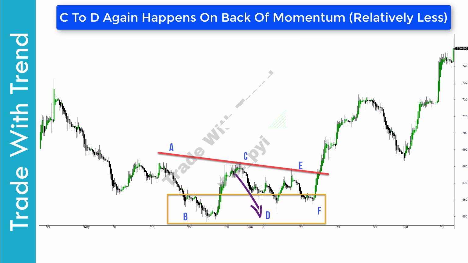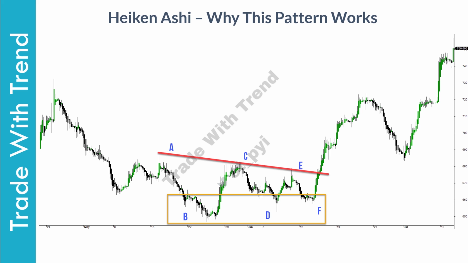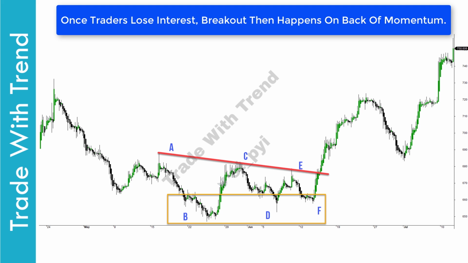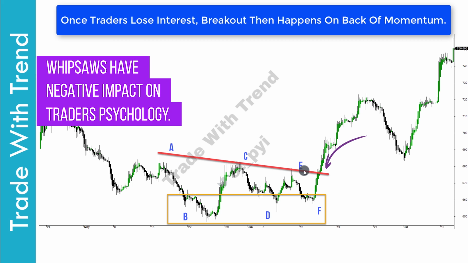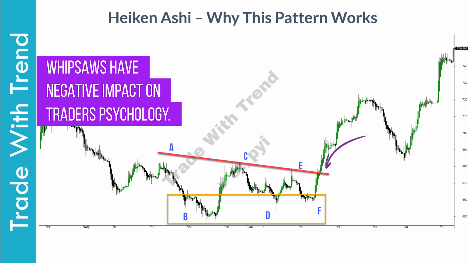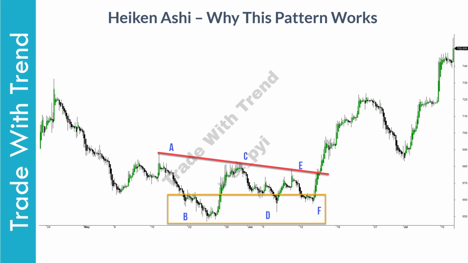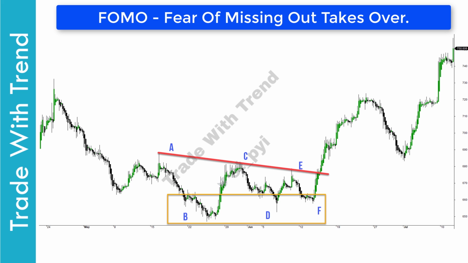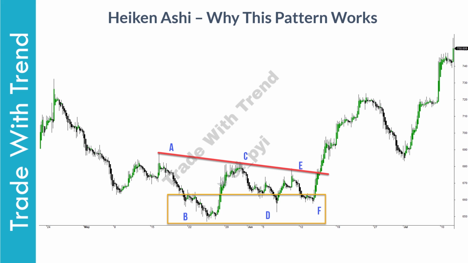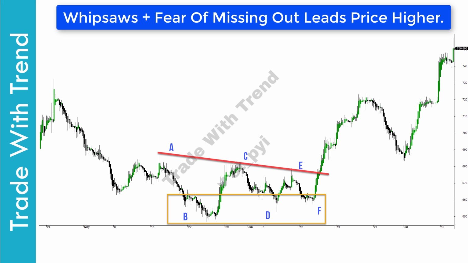Move from C to D again happens with fair degree of momentum, and this is where traders move out of the stock after the series of whipsaws that they face. Once traders begin to lose interest in the stock, price then moves above the A, C, E trend line and then heads higher with momentum. After the breakout, those who were initially long in the range again enter the stock with the fear of missing out on the current move. This eventually takes price even higher with momentum. The main driving force behind this pattern is whipsaws within the range and then the feeling of missing out on a good trading opportunity.